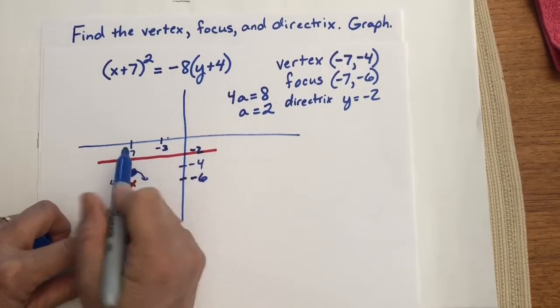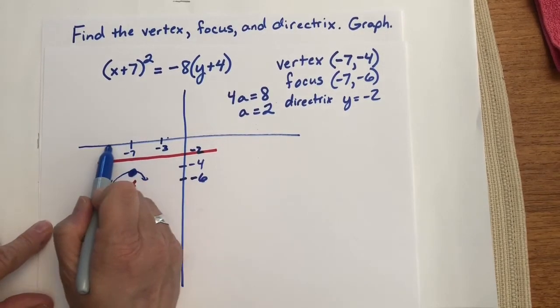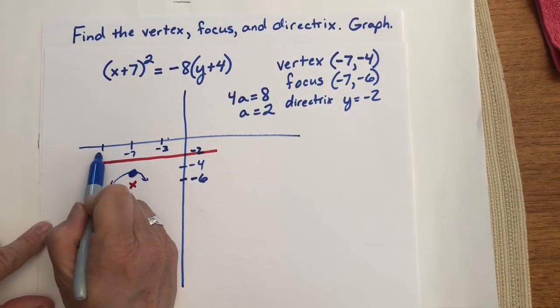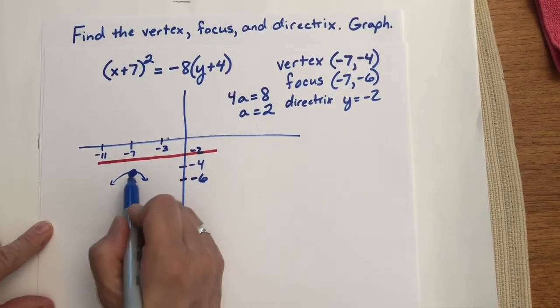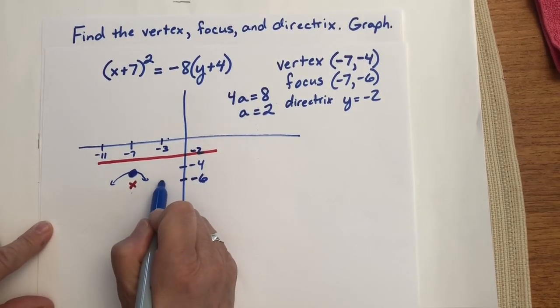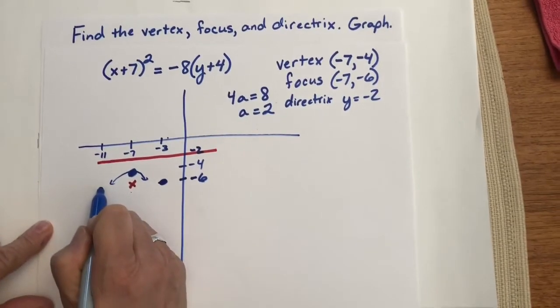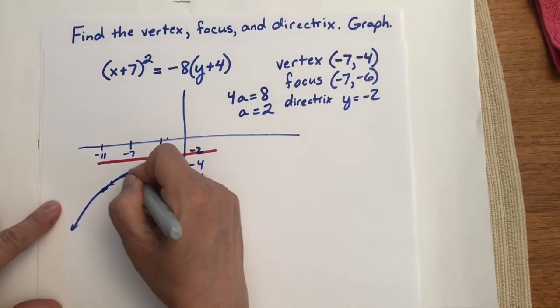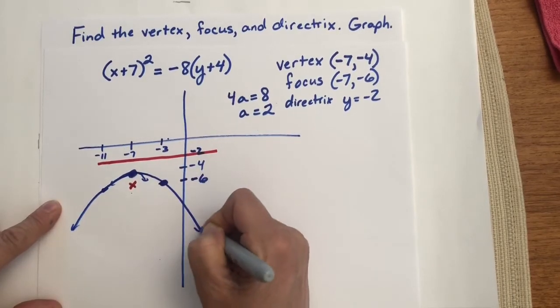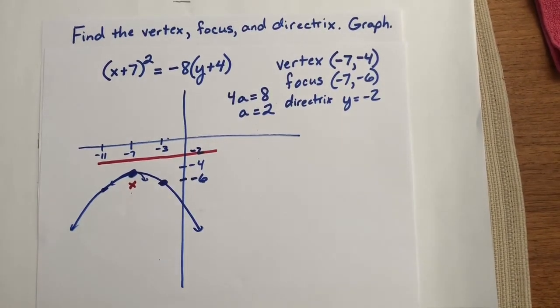At -3. And at -7, I move 4 in this direction. I'm at -11. And notice from -3 to -11 is 8 units. So I'm going to put a point here, and I'm going to put a point here. And then I would have a respectable parabola that reflects this particular graph.